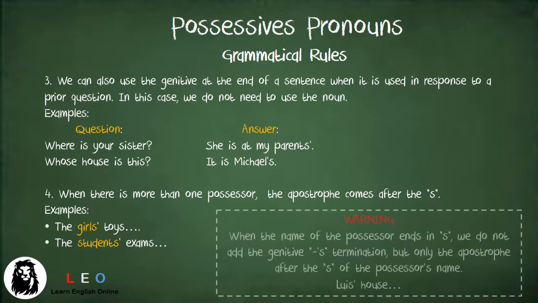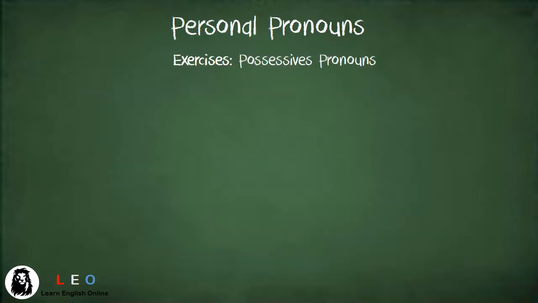But, when the name of the possessor ends in s, we do not add the genitive s termination, but only the apostrophe after the s of the possessor's name. For example, Louises' house. Now, let's do some exercises to reaffirm this lesson.